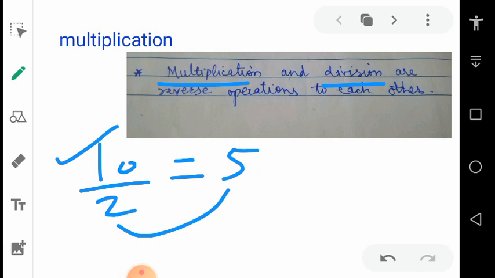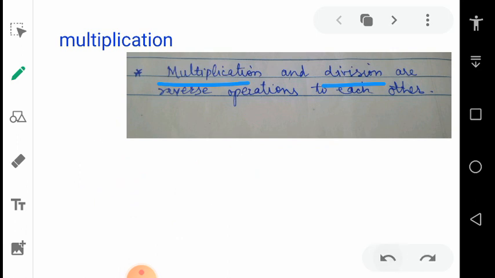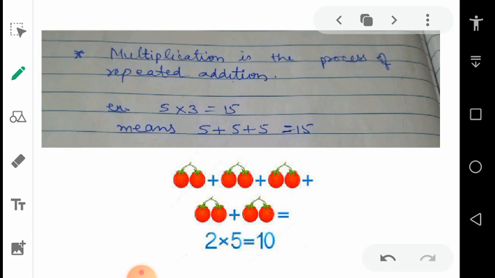Okay, now I'm going to let you understand what multiplication actually is. Here it is the process of repeated addition. Okay, it is the process of repeated addition. Now let's see an example. 5 multiplied by 3 becomes 15. As you can see, 5 3s are 15.